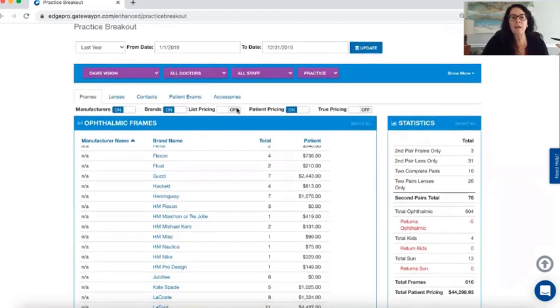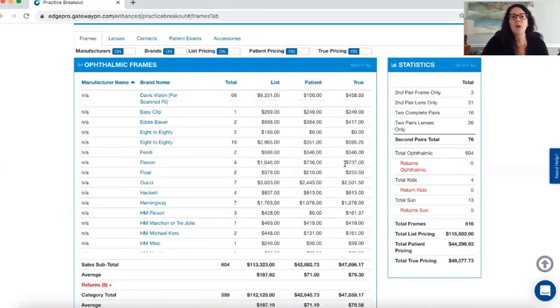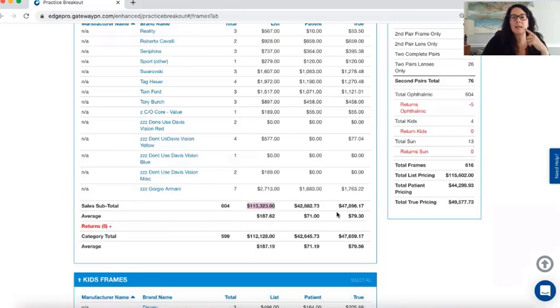But the other thing that I really like about this page is that if I turn on my filters here for list and for true, what I'm looking for is the difference between the usual and customary fees. So if I added all of these frames up, I've generated an additional 113,000, but I've only collected 47,000. That's a huge red flag. And for me, that's a pretty significant discount year over year. So anytime I see that, I mean, that's more than 50%, it's almost a 60% difference between that true value and that list.